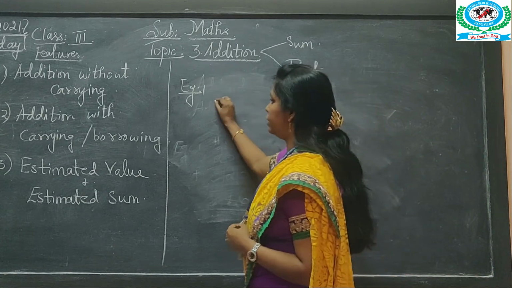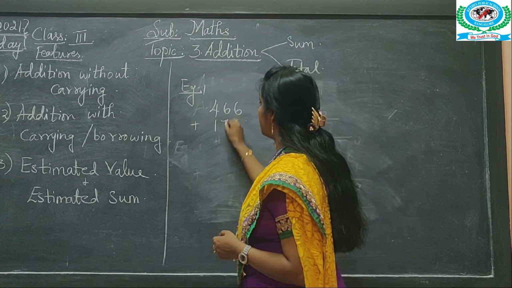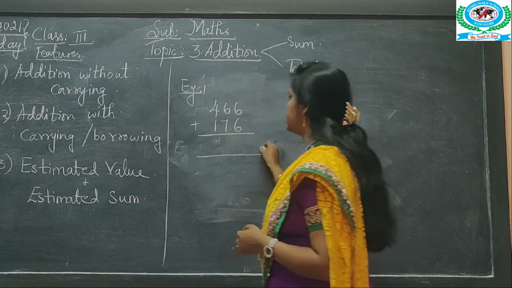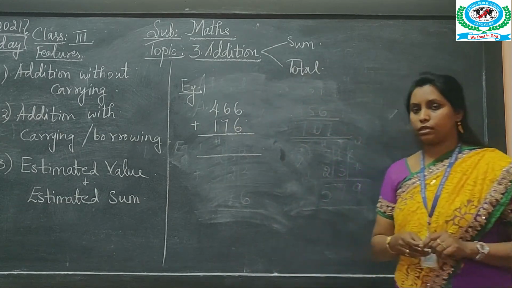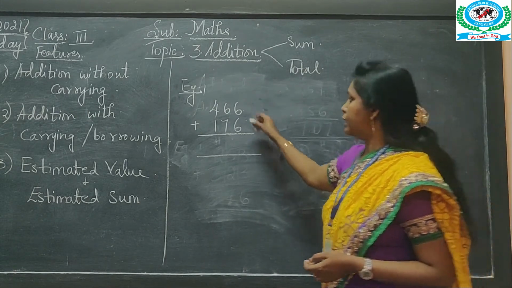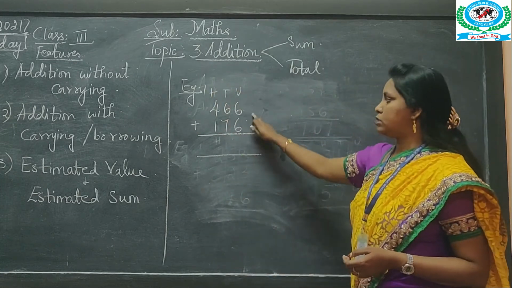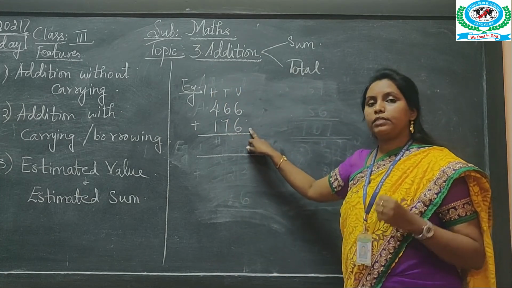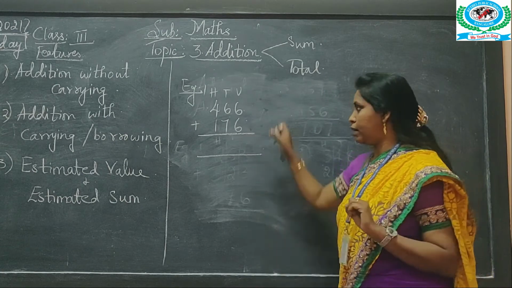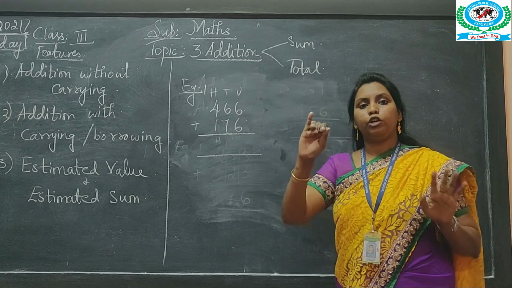So for example here, I'll give you a number 466 plus 176. So now how you are going to add this? 6 plus 6. Again this is in units place, this is tens place, this is 100 place. So 6 and 6, how you are going to add? 6 in the mind, 6 in the finger. After 6, 7, 8, 9, 10, 11, 12.